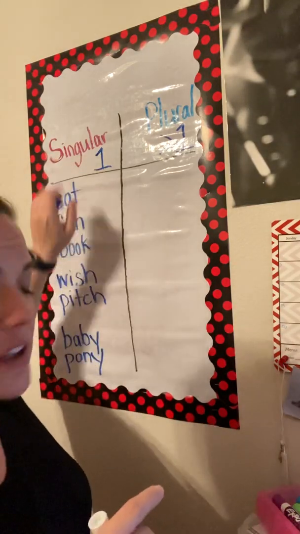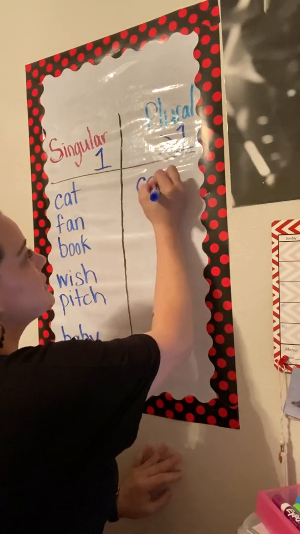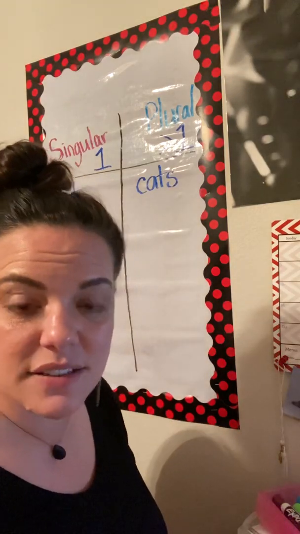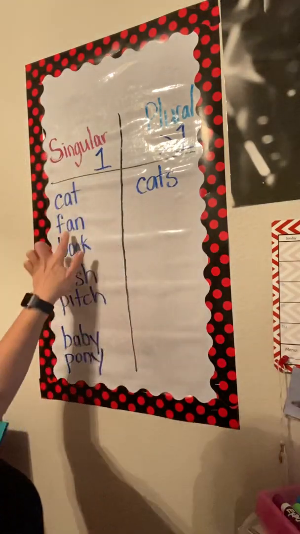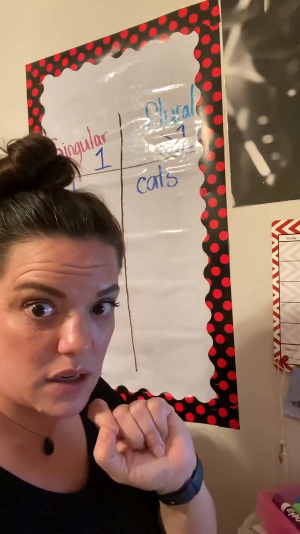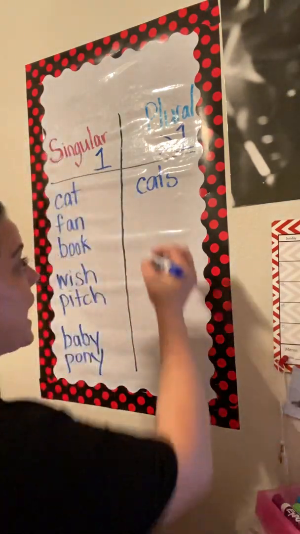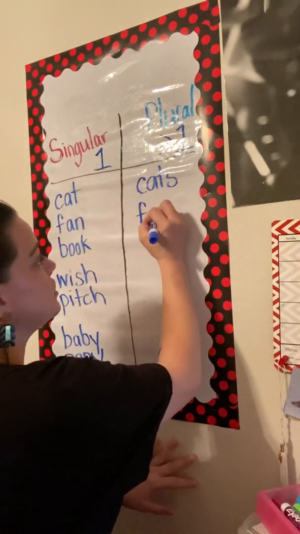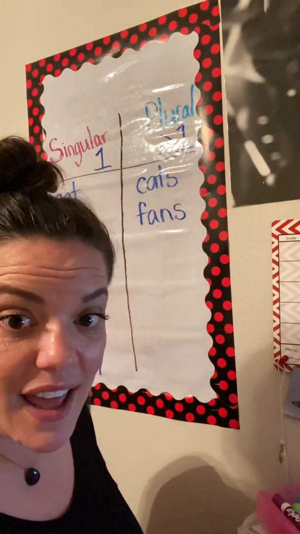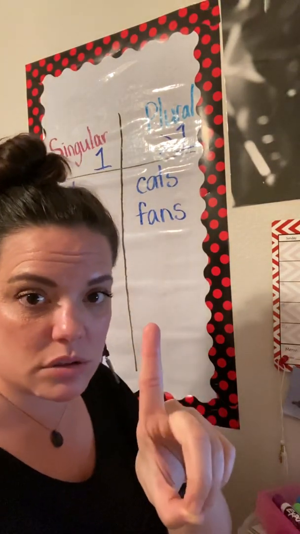One cat is singular, but I want to make it plural. So I'm going to write cat and add an S. Cats. 3 cats. 10 cats. Okay, here I've got fan. Fan, singular. 1 fan. But if I have 7 fans, I'm going to add an S. And that's all I'm going to do. Fans. Now there's more than one because I added that S. That's it.